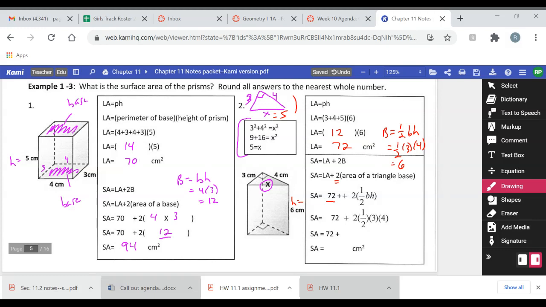So in this case, the 1/2 base times height is the 1/2 times 3 times 4. If you multiply all of that, then you get 12 because you're already doubling it by this 2 here. The 1/2 times 3 times 4 gives you 6, and then that times 2 gives you 12. And now 72 plus 12 gives you the 84 centimeters squared.